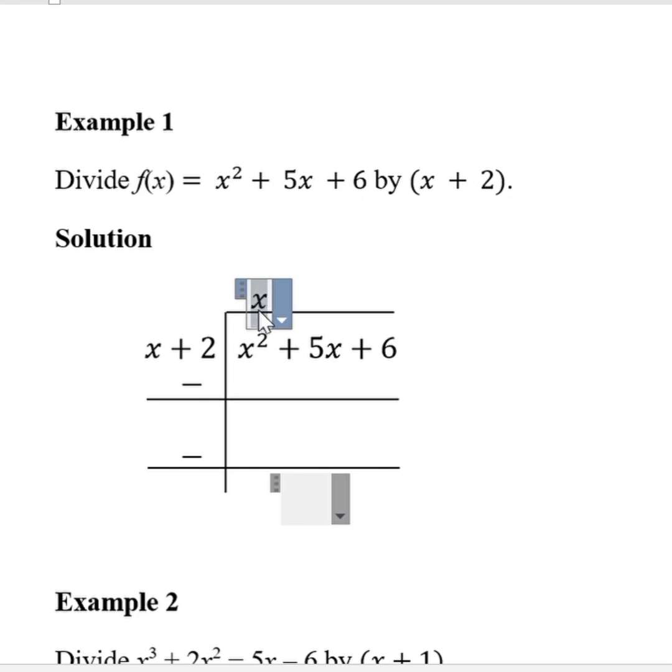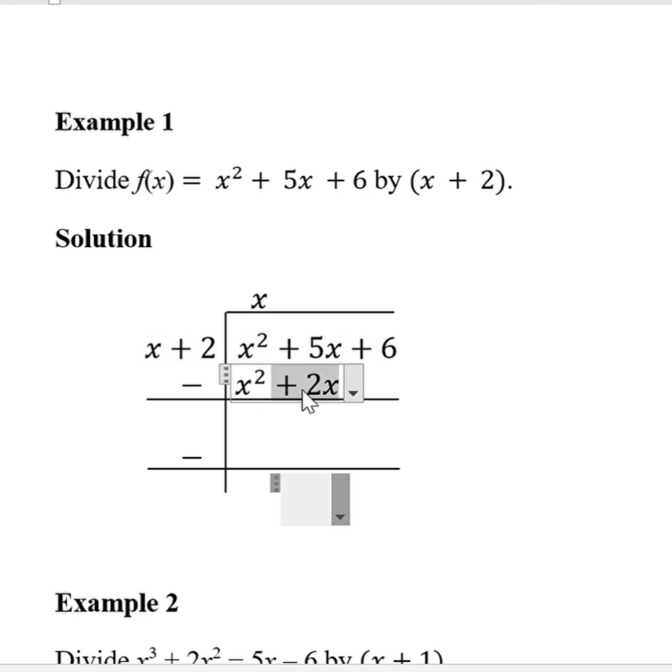Then take this x, multiply by all of these. So x times x gives you x squared. Write it here. X times 2 gives you plus 2x. So write it here. Subtract these terms. This minus this gives you 0.